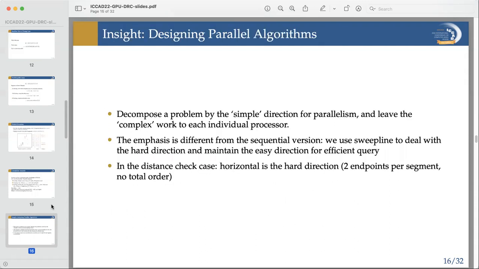And we argue that it provides some insights to design parallel algorithms because we prefer to decompose the problem by the simple direction for possible parallelism and leave the complex work to each individual processor. So the emphasis here is quite different from the sequential version, because in the sequential version, we use the Sweepline algorithm to deal with the hard direction and maintain the easy direction for efficient query in the binary search tree. Especially in our distance check case, the horizontal direction is a hard direction because we have 2 endpoints for each segment. Therefore, we do not have a total order of these segments.